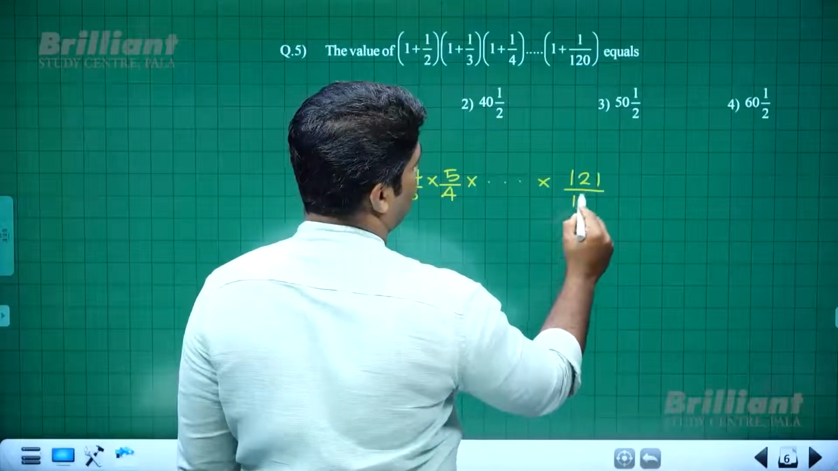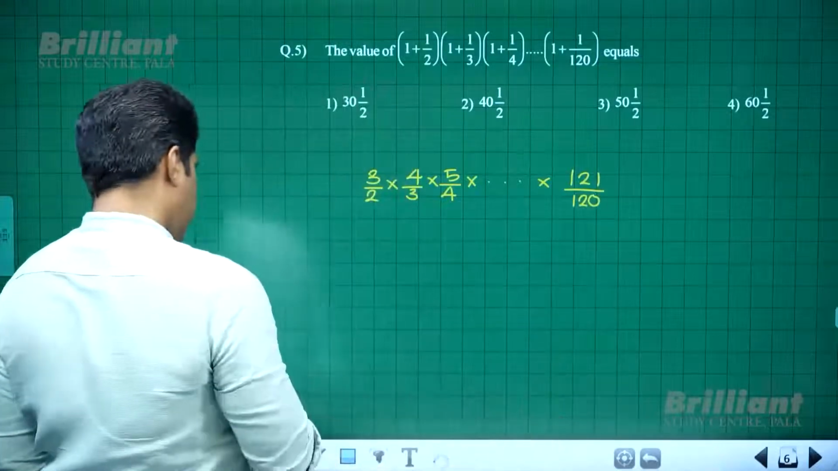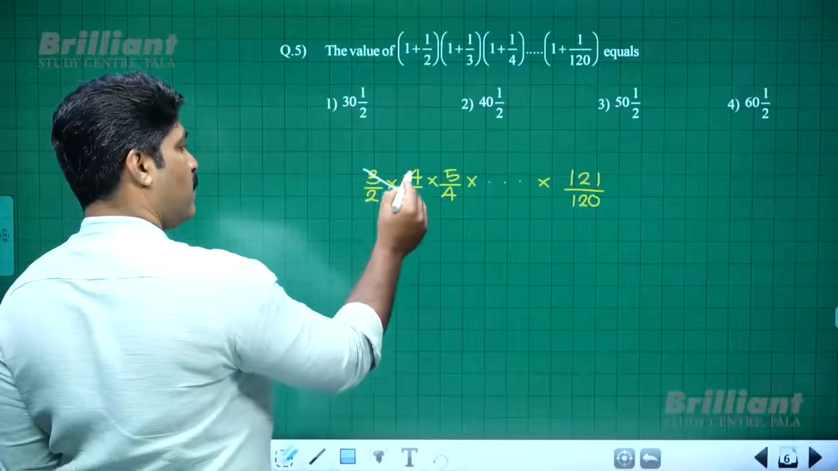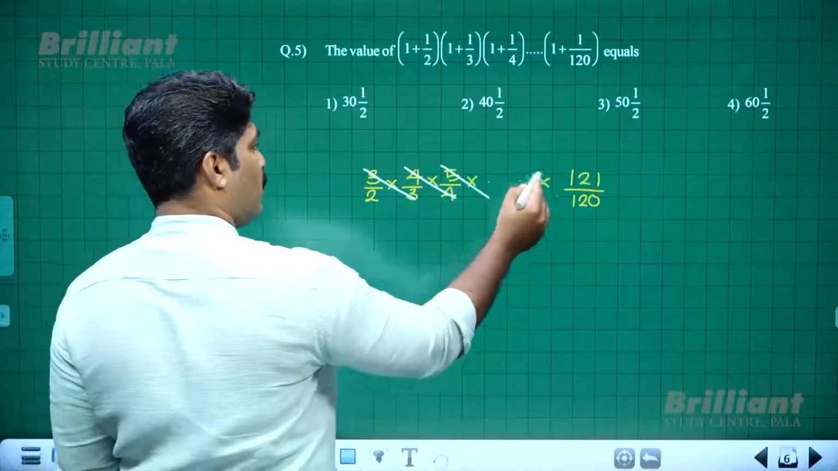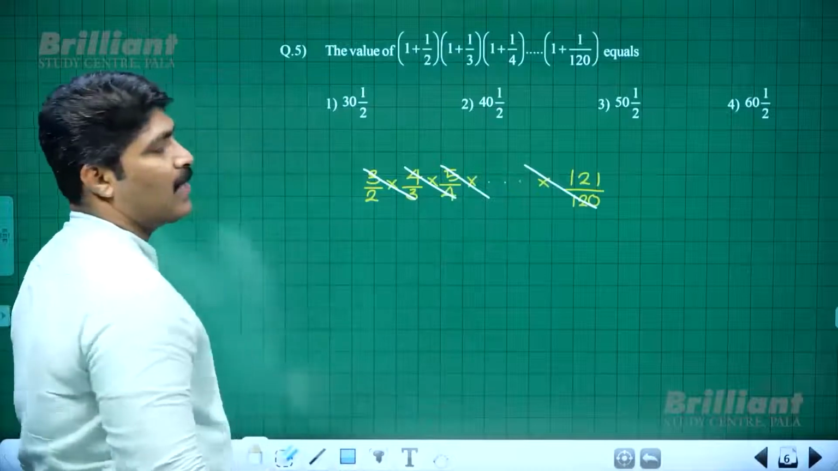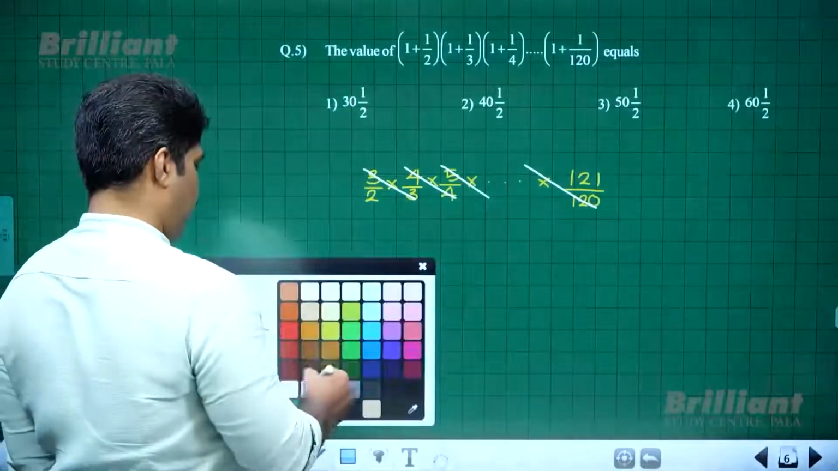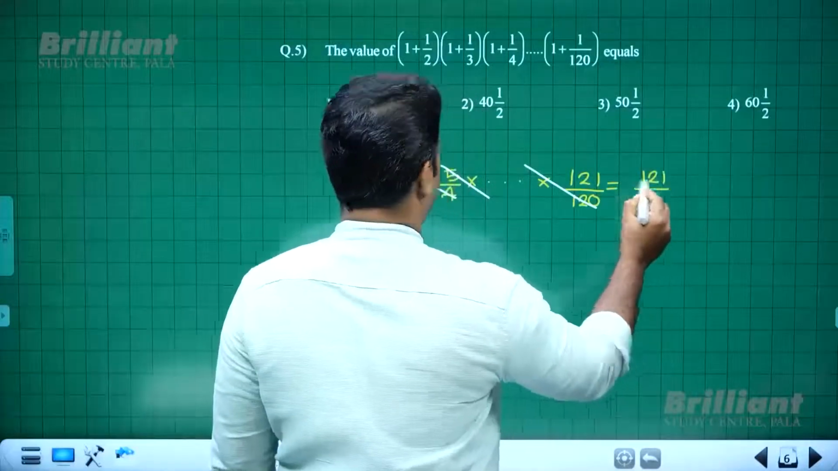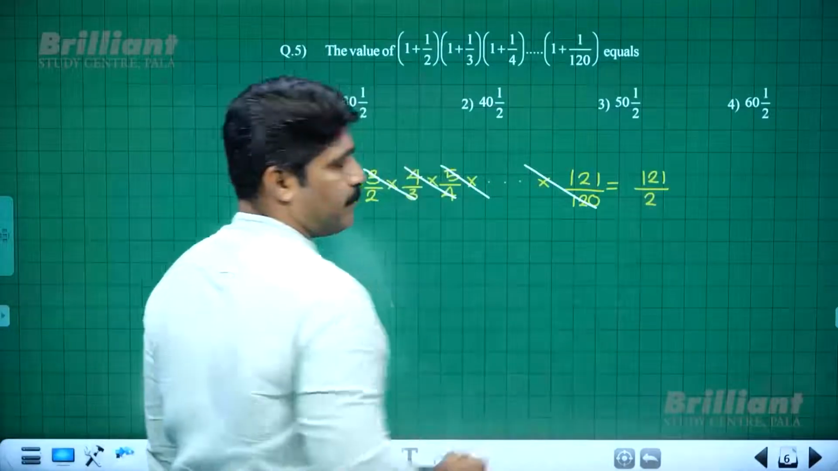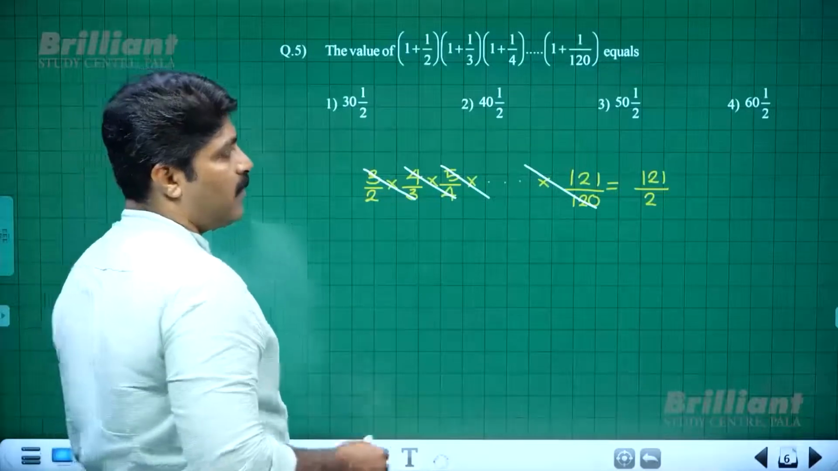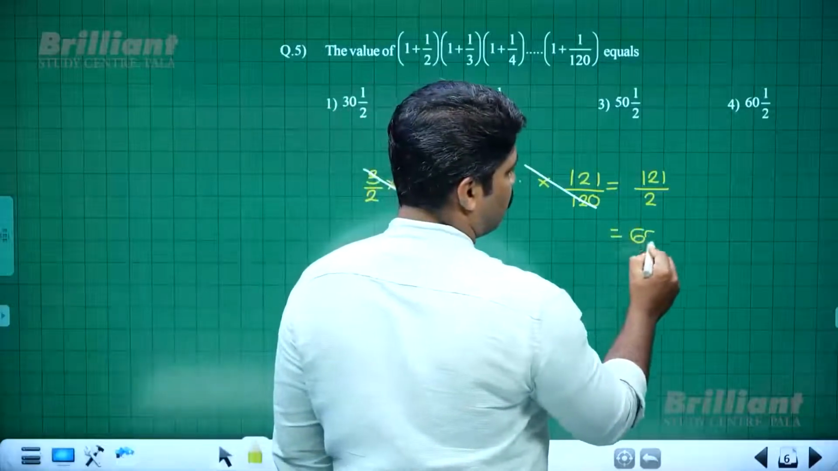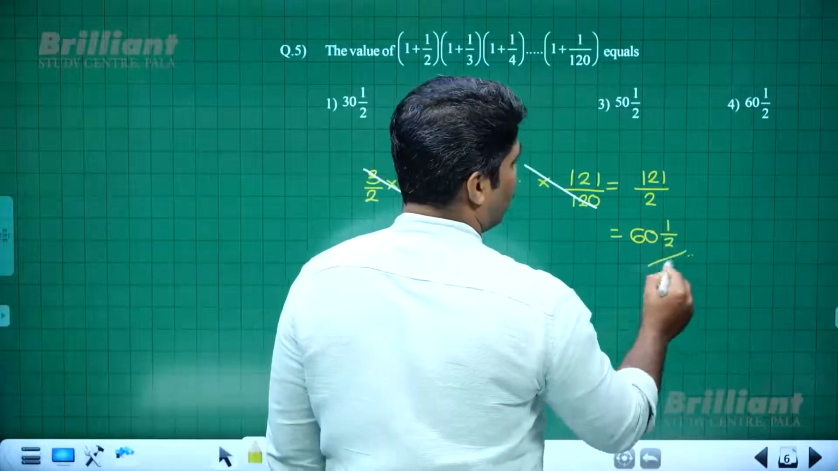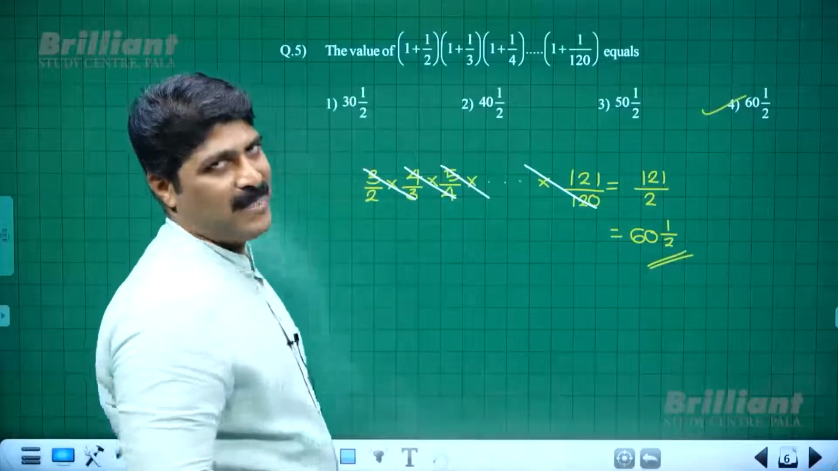So this will be equal to 121 by 120. While observing the set of values, we got the idea that we can cancel these two values, these two values, these two values, etc. Clear? So the remaining quantities are 121 in the numerator and 2 in the denominator. So this is 121 by 2. What is 121 by 2? 60 times 2 will be equal to 120. A remainder 1 is there. So this is 60 and 1 by 2. So that's a very simple question.